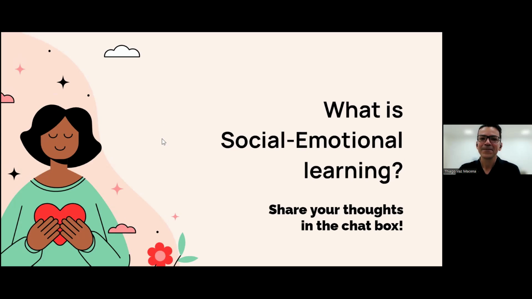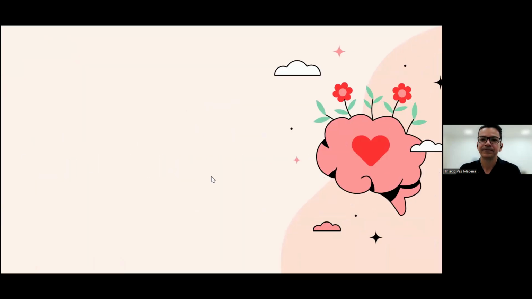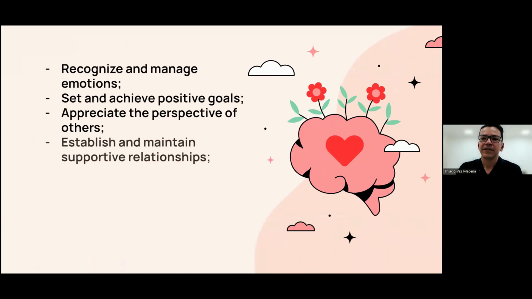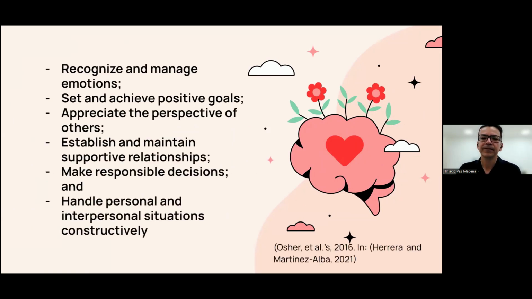Let me show you what I have here. This is a quick theoretical background from the book I've mentioned, from Dr. Herrera and Martínez-Alba. These are examples of social and emotional learning aspects. Recognize and manage emotions, set and achieve positive goals, appreciate the perspective of others, establish and maintain supportive relationships, make responsible decisions, and handle personal and interpersonal situations constructively.